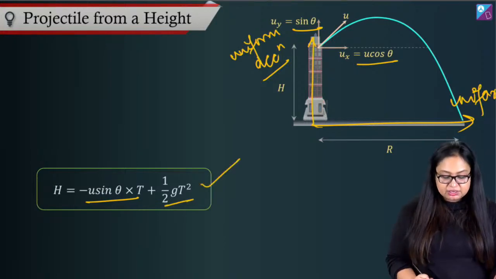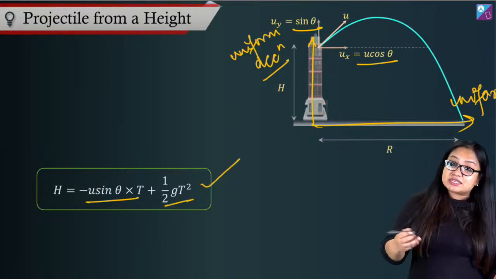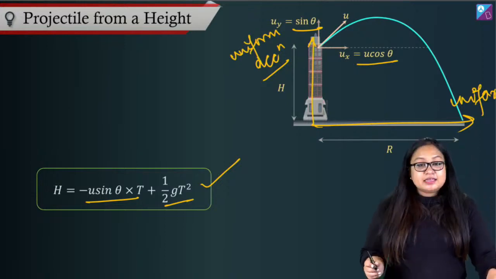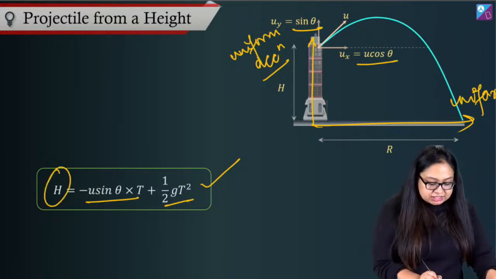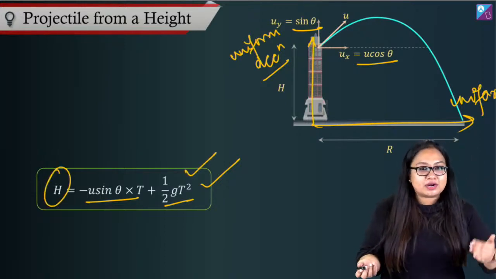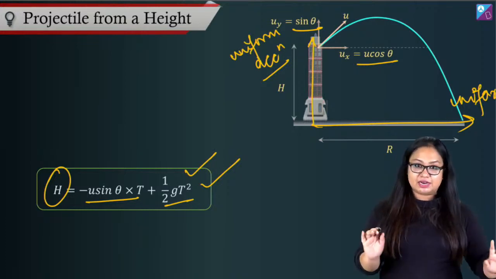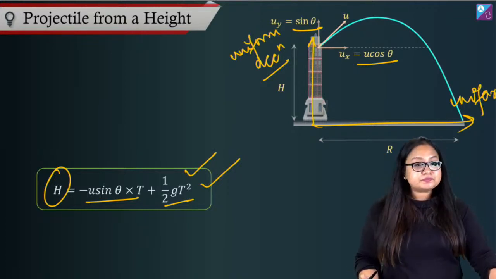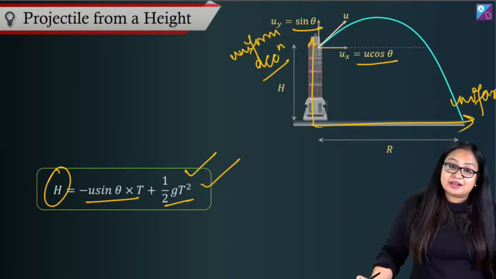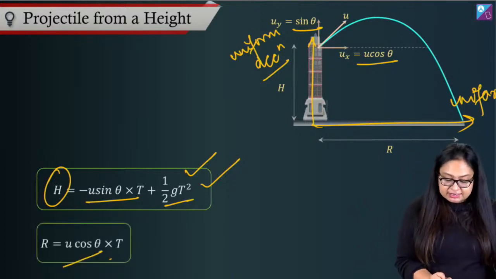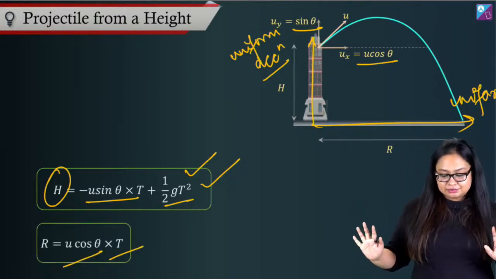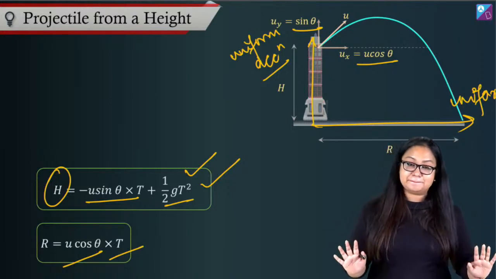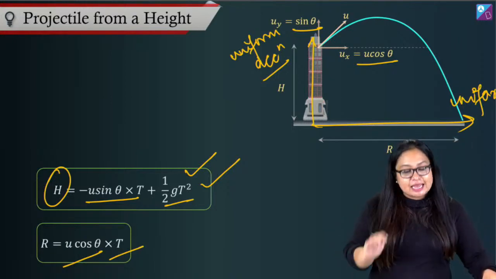This is one equation. We can substitute values and calculate, and if I have height, I can solve the quadratic equation in time, calculate the value of t, right? What about range? Once you've calculated t, you can say that u cos theta into t is range. Okay. If this is clear, let's move on.